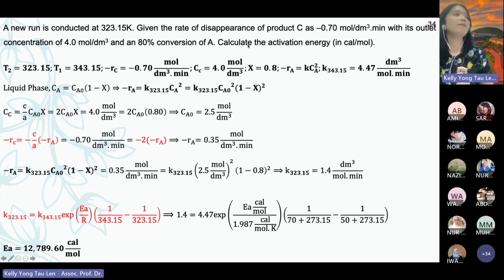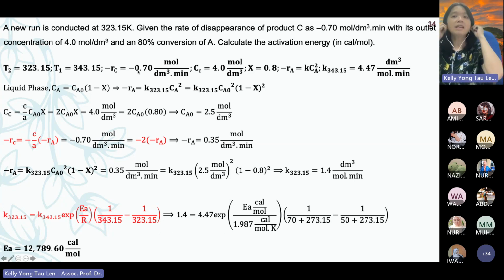Okay, so come back to here. Now, we want to get K, right? Okay, so the challenge now: I know minus RA from my minus RC, and I want to find K. The next challenge is that I do not know CA0 actually. Okay, so that is the problem. CA is unknown, so replace it in the form of CA0 and X. X is known. The challenge is there is no CA0.